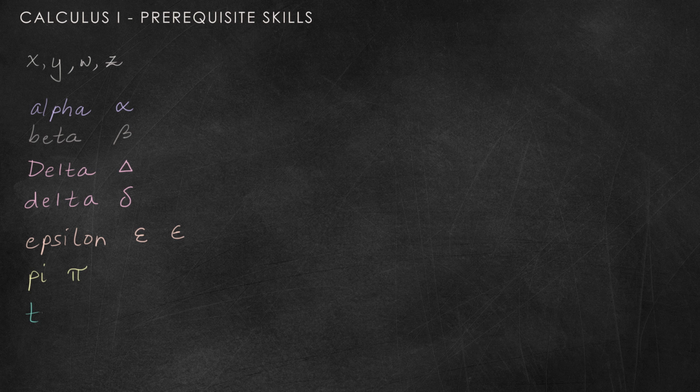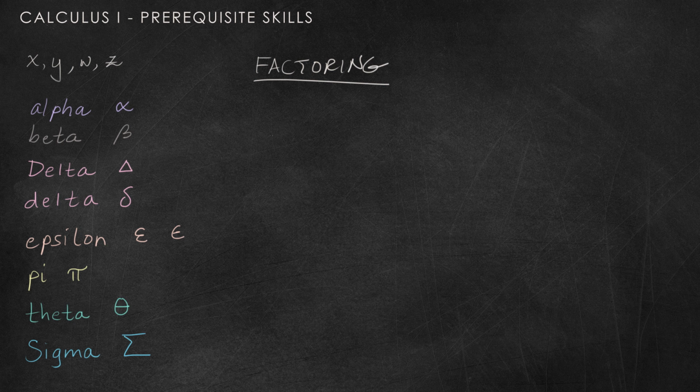Pi, we've used in geometry. Theta, you've probably used in trigonometry. And we'll also be using the uppercase sigma as our summation symbol. The next thing we're going to look at is factoring. And before we get started with our exercises, let's just review some of our factoring formulas.